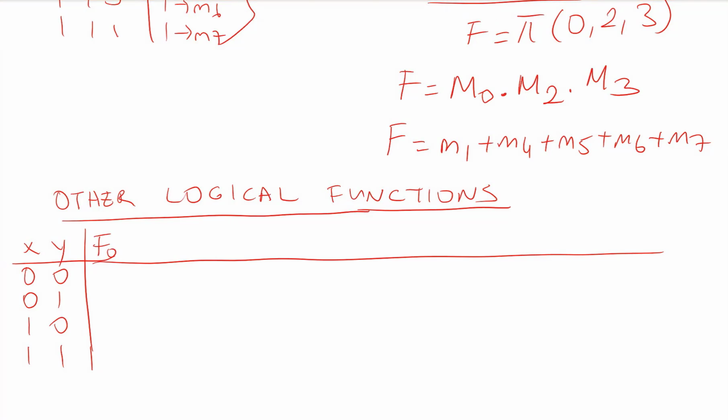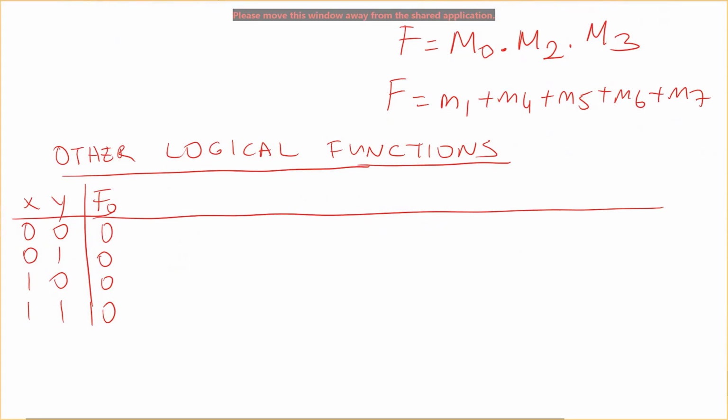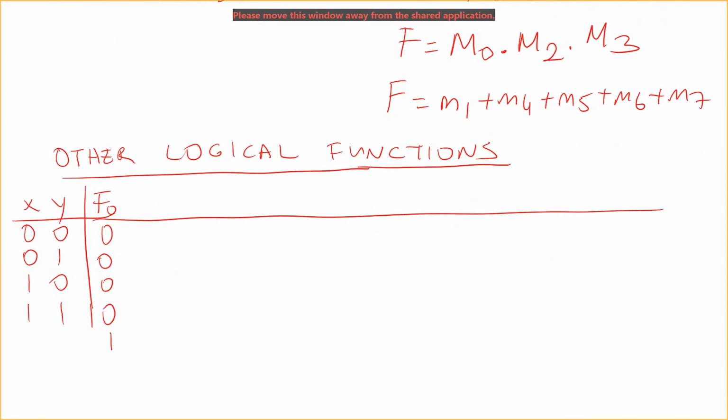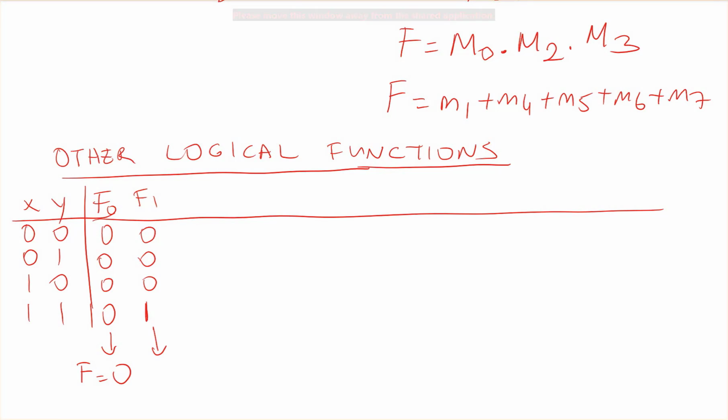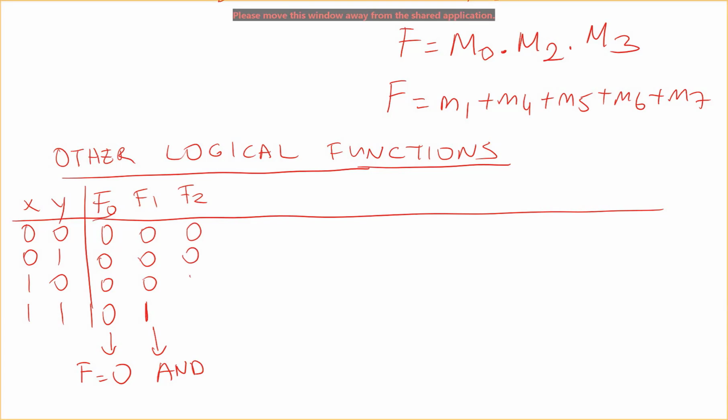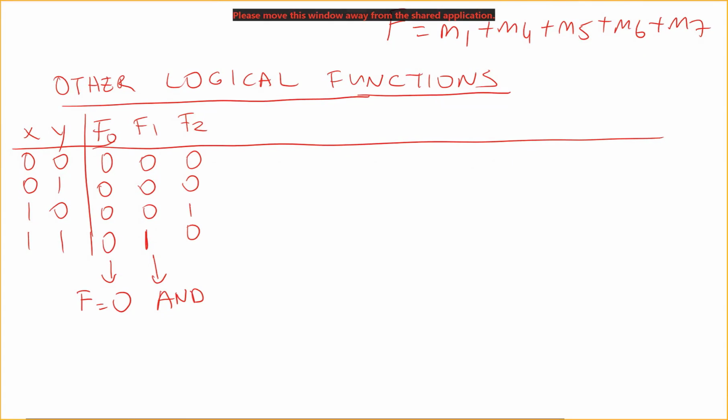So this is the f0 function where all the outputs are 0 for these input combinations. And I will call this the f equal to 0 function. In the f1 function, I will have all 0 for the first 3 lines, and I have a 1 for the last case. And this is what we have seen already. So this is the AND function. So f2 is 0, 0, 1, 0. So this is f equal to x and y'.